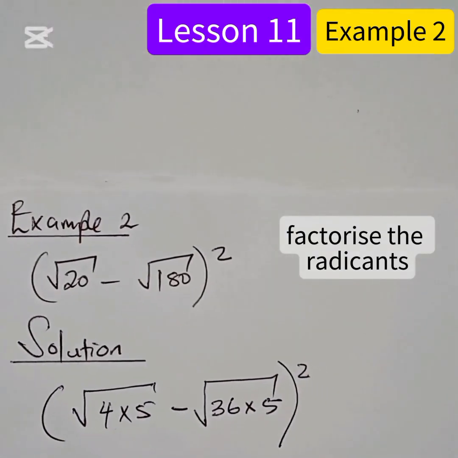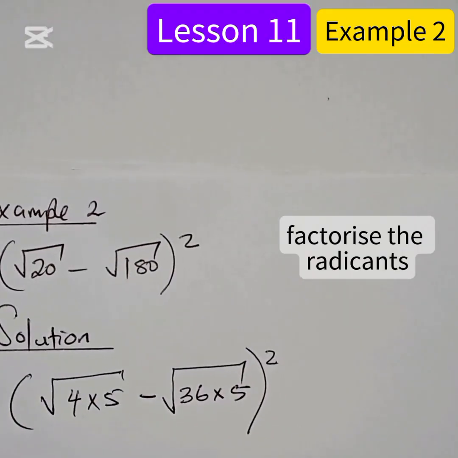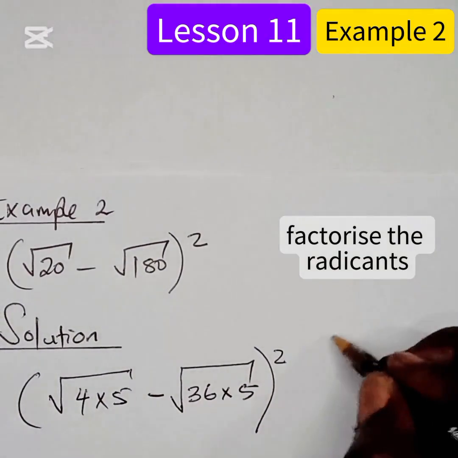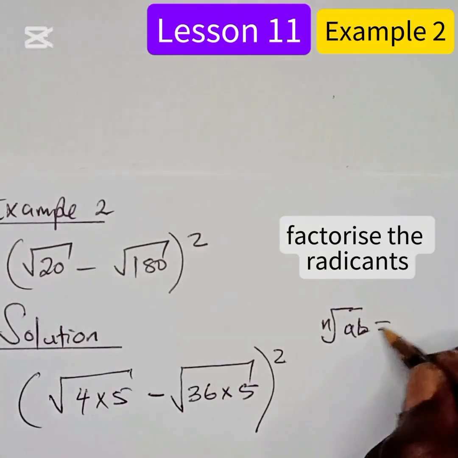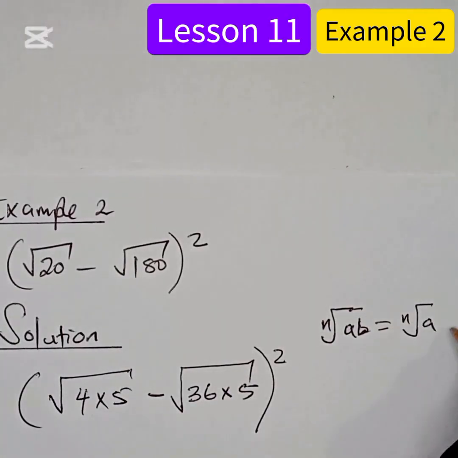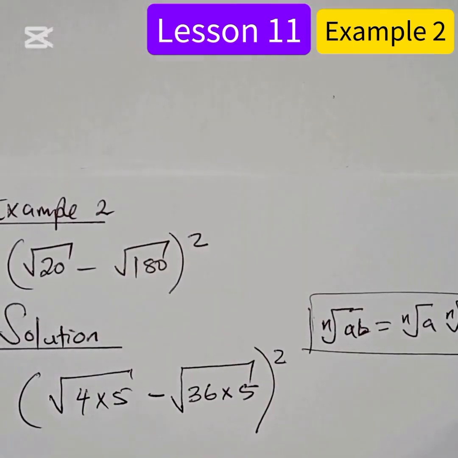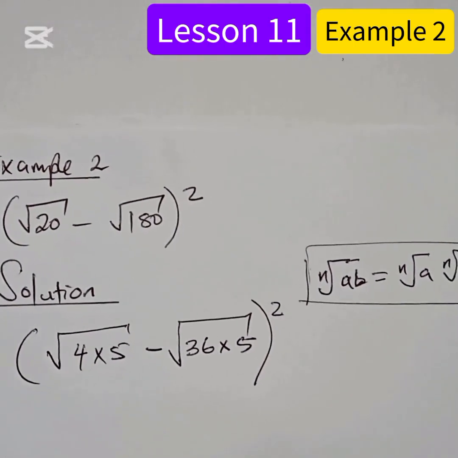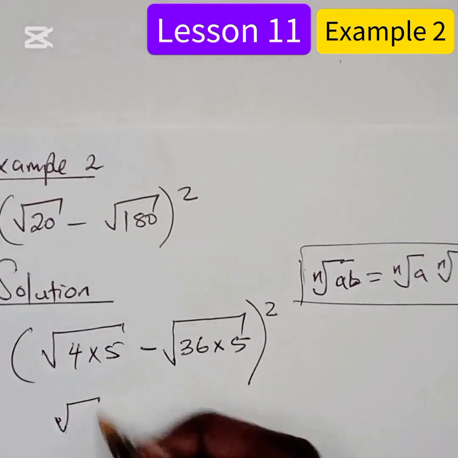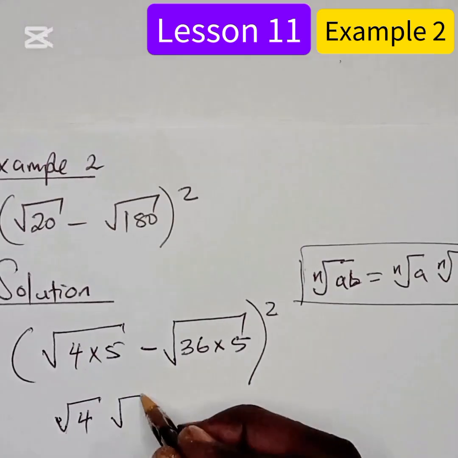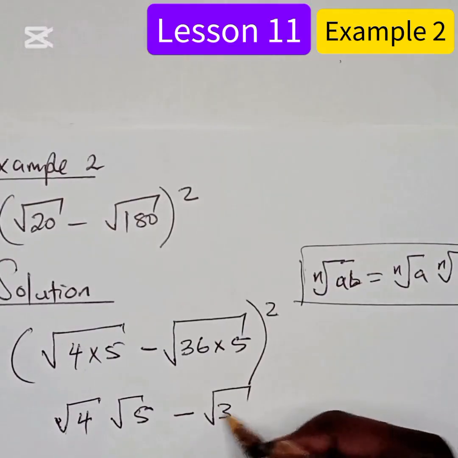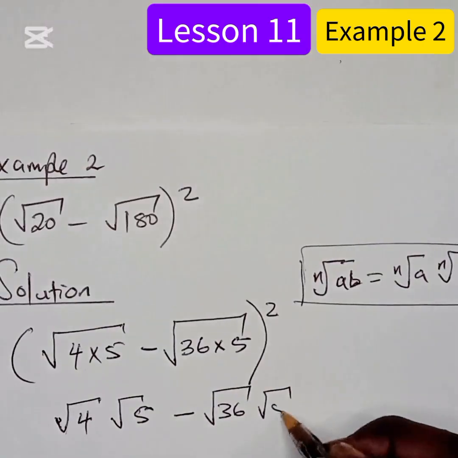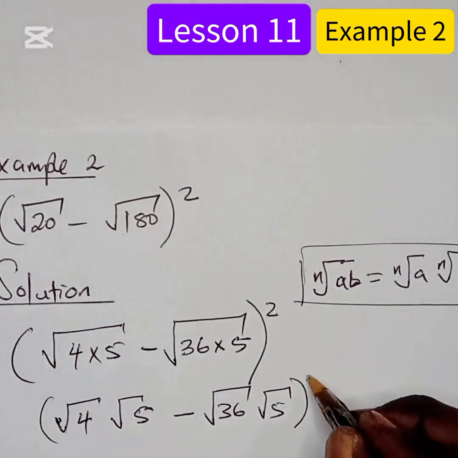Now, again, we are going to use that law of surds that I've just mentioned in example 1, and it is the nth root of AB gives us the nth root of A multiplied by the nth root of B. So we are going to use that law again. So we are going to write that expression as the root of 4 multiplied by the root of 5, minus the root of 36 multiplied by the root of 5. And all of that, remember, is squared.